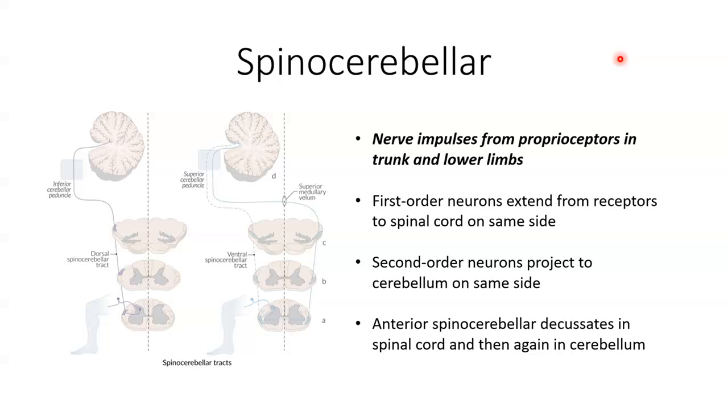However, having said that, the second order neurons of the anterior spinocerebellar tract, so this side here, actually decussate in the spinal cord, so they cross over in the spinal cord. They go up towards the cerebellum and then they decussate again before reaching the cerebellum. So ending up on the same side, but there's two lots of decussation or crossing over. The second order neurons of our posterior spinocerebellar tracts simply go directly up to the same side of the cerebellum.